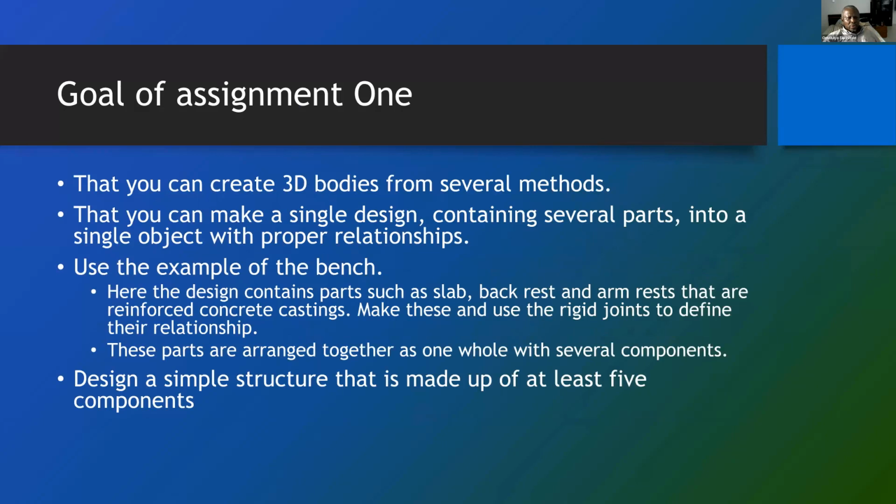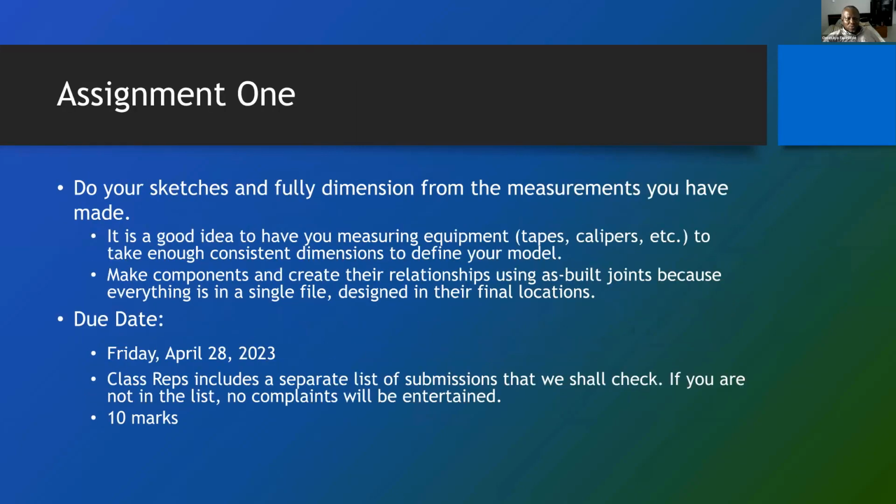Okay, so you do your sketches and fully dimensioned from measurements you have made. It's a good idea to own your own measuring equipment. By now you should have your tapes, your digital caliper. These things are not expensive. I just got this digital caliper from, I think, Jumia. This costs 4,000 naira, and it can take small measurements in digital form, and it can give you accurate measurement in millimeters, centimeters, or inches as you choose, and that could be used to measure things.